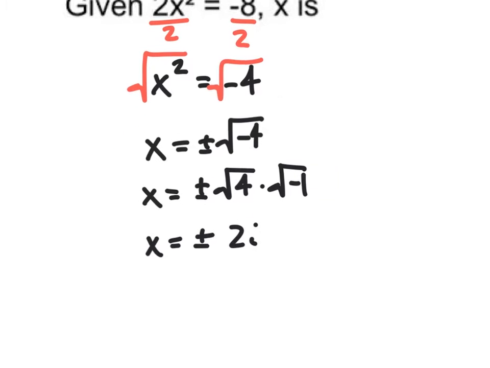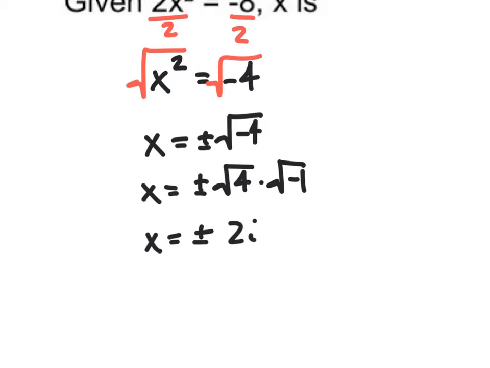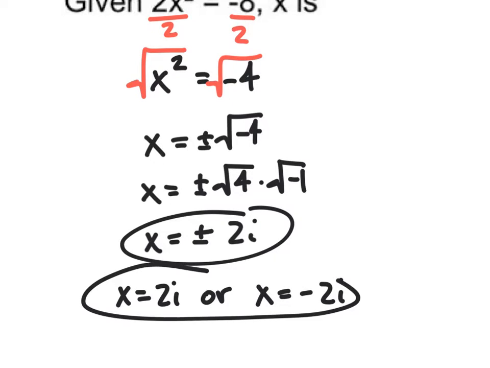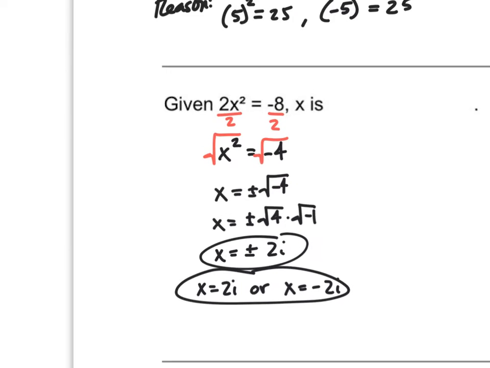You can write your answer like this, x equals plus or minus 2i, or you can say x is equal to 2i, or x is equal to negative 2i. Either way you write that, you're going to get the same thing.